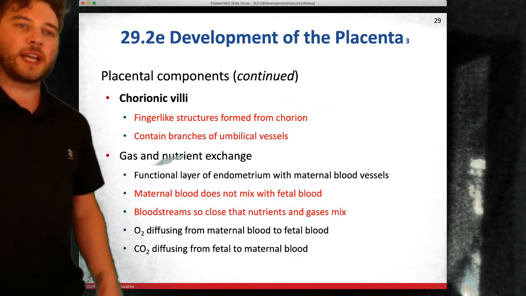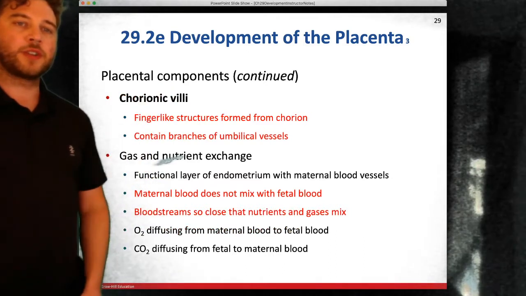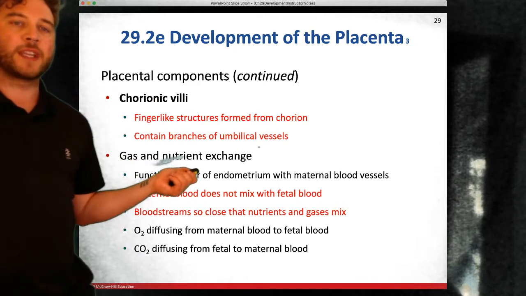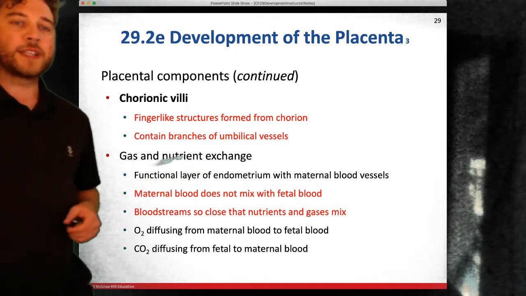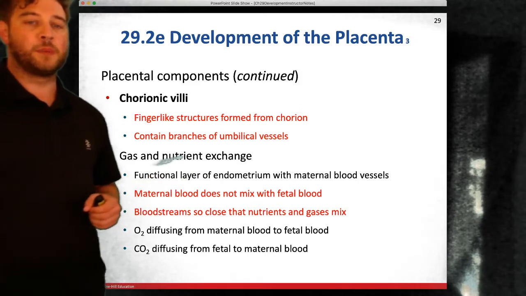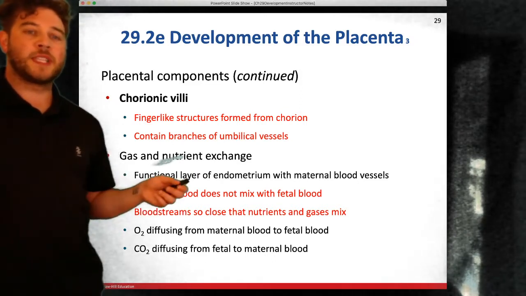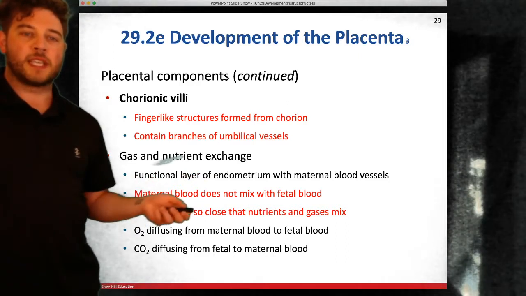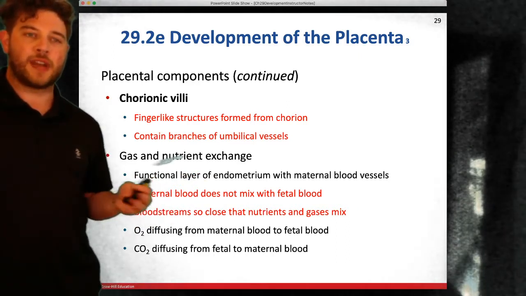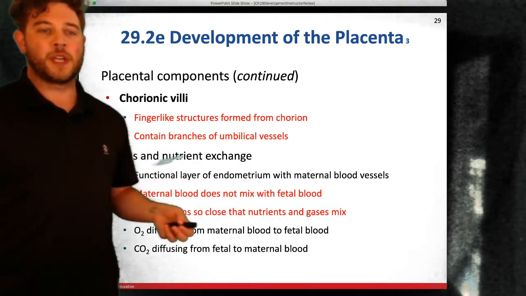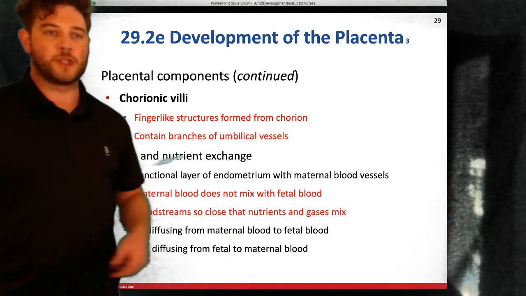Your chorionic villi, you should remember villi are finger-like structures formed from the chorion, containing branches of umbilical vessels. This is for gas and nutrient exchange between the functional layer of the endometrium with maternal blood vessels. The maternal blood does not mix with fetal blood. The blood streams are so close that nutrients and gases can move across, but you don't actually have a mixing of blood. O2 diffuses from maternal to fetal blood, while CO2 diffuses from the fetal to maternal blood.